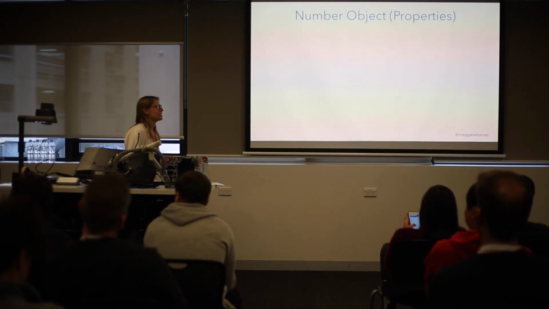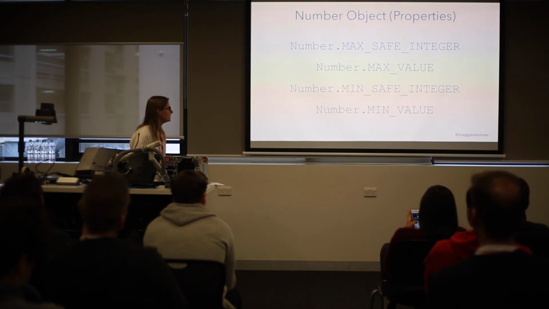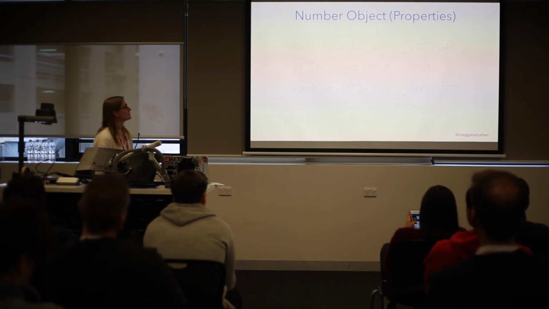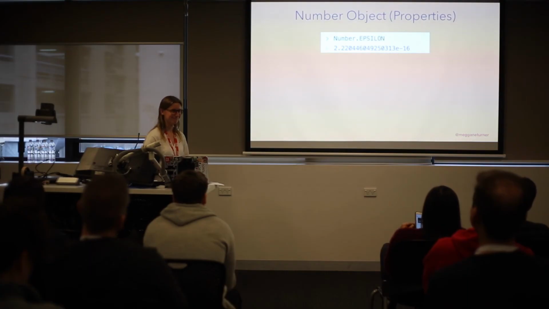So let's have a look at that Number object. It has a bunch of properties, some of which we've already had a look at. So MAX_SAFE_INTEGER, MAX_VALUE, MIN_VALUE, and MIN_SAFE_INTEGER. I read that wrong, I'm sorry. We've also got a bunch of others. So we have EPSILON, which represents the difference between 1 and the smallest floating point number greater than 1. And that's that.